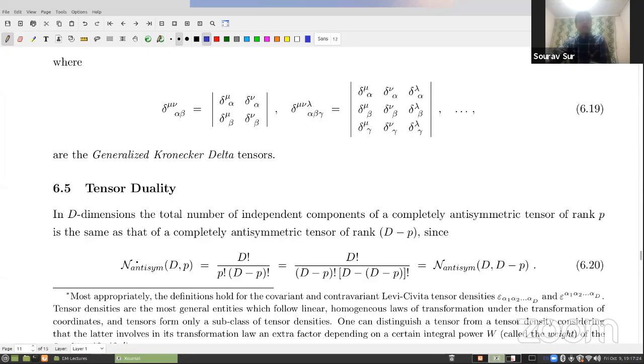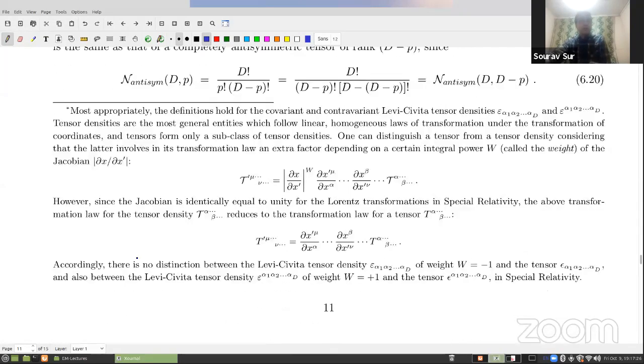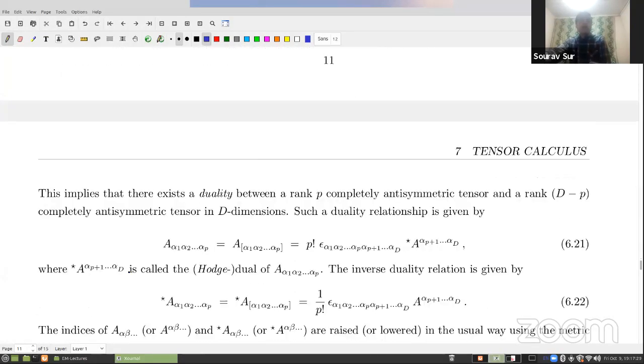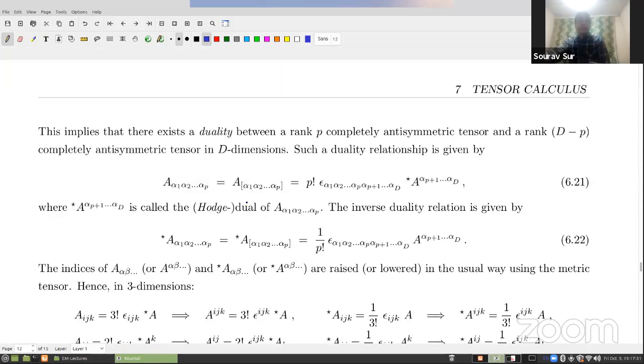And there is something called tensor duality, which I'll also skip here. But I urge you to go through these details.